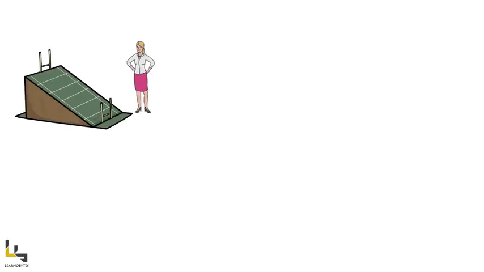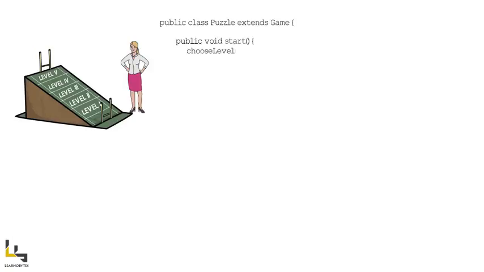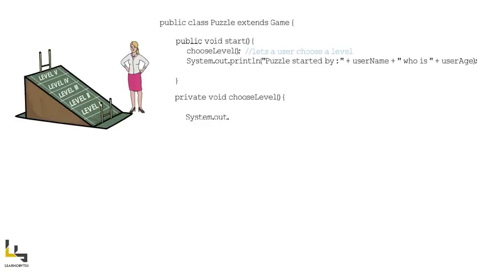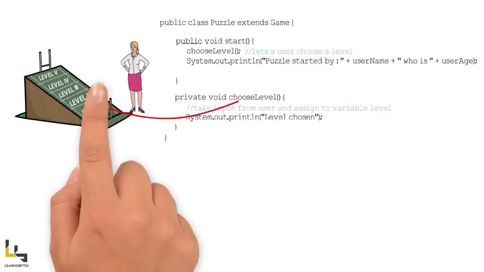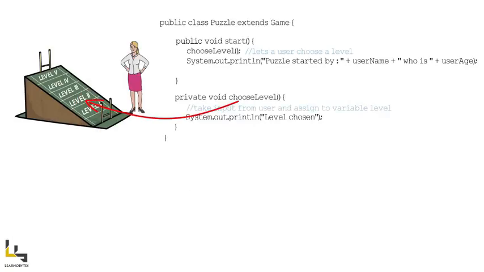When we start a puzzle, we want to let the user choose the level she would like to play at. It is possible to take a method that has been defined in the base class and modify it. The Puzzle class modifies the start method to include logic to choose a level, and adds a new method, chooseLevel. chooseLevel will contain logic for selecting a level. It also defines an instance variable to save the level.